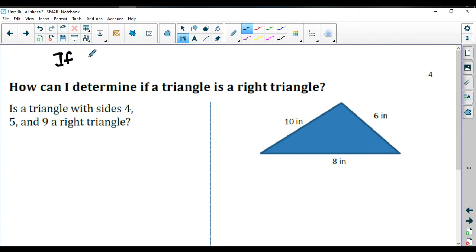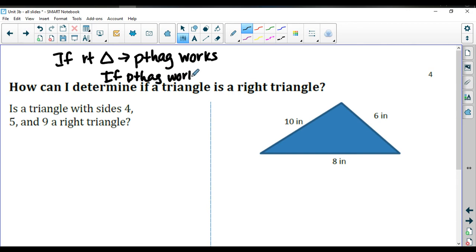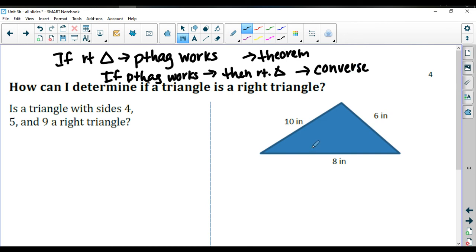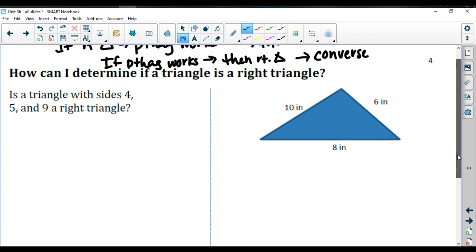If a triangle is a right triangle, then Pythag works, okay? And a squared plus b squared equals c squared. But we can also flip this around. If Pythag works, a squared plus b squared equals c squared, then it's a right triangle. And that's called a converse, okay? So this is our theorem. It's a right triangle, we can do Pythag, and then the converse of it is when we flip that around. Not all theorems and converses are true, but in the case of the right triangle, this one is.